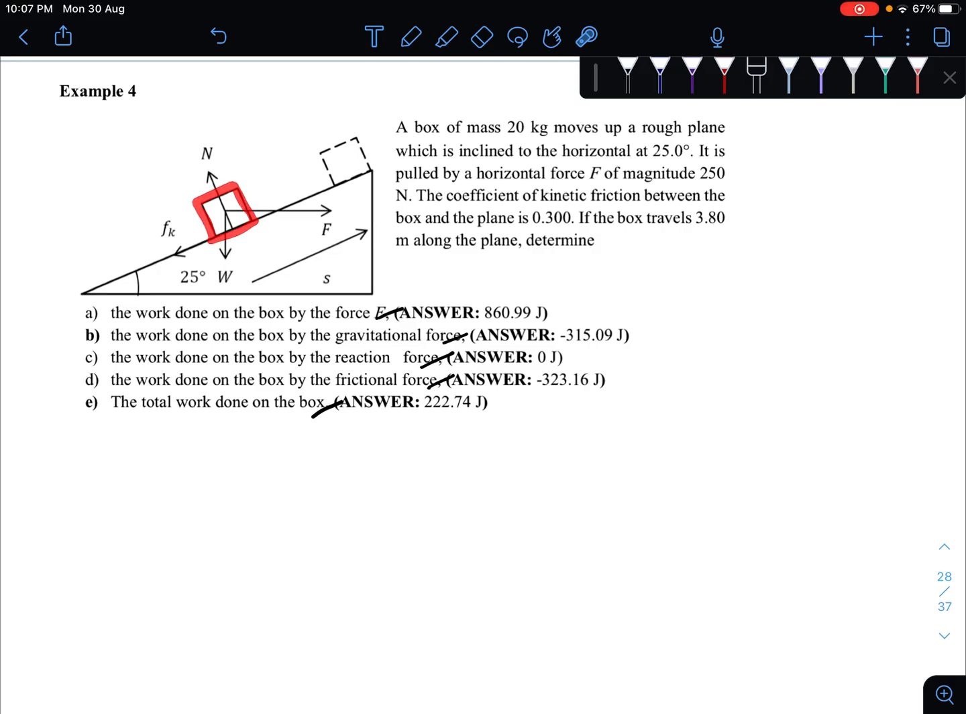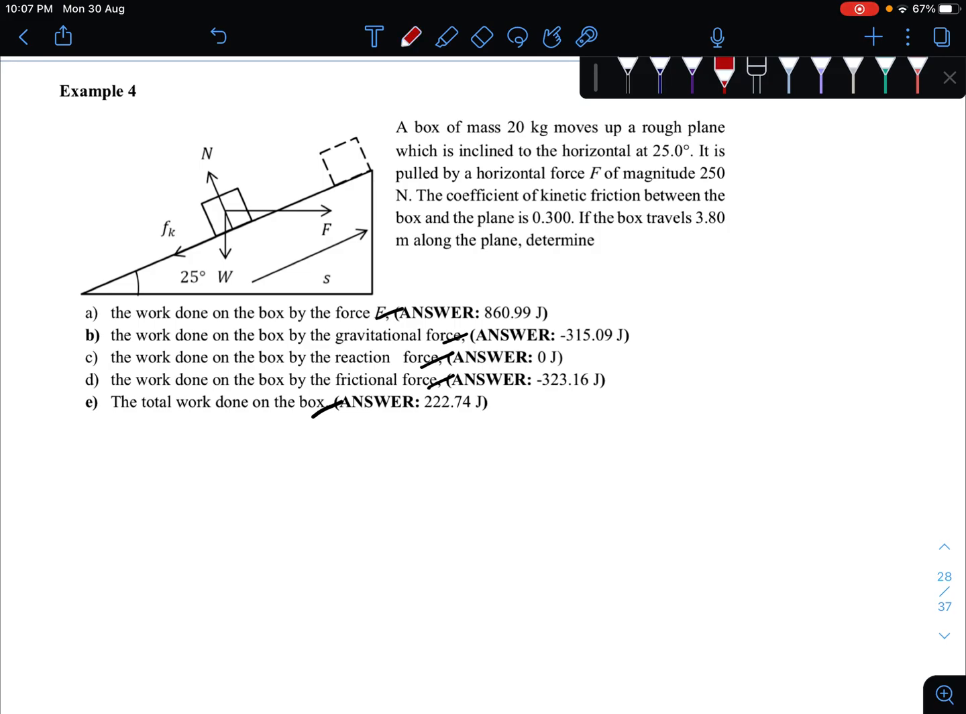So we have a box of 20 kg that moves up a rough plane which is inclined at 25 degrees. So this is the plane which is rough and it is inclined at 25 degrees here. This box is going to move and be displaced to this particular place here. The force that we apply to pull the object has a magnitude of 250 Newton, and the coefficient of kinetic friction is 0.3, and then the box travels up from here to here, which is the displacement, by 3.8 meter.